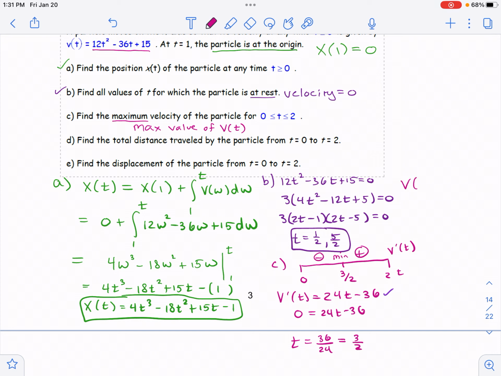So I evaluate v of 0. That's easy: 12 times 0 squared minus 36 times 0 plus 15. And then I do v of 2. V of 2, I believe, is negative 9. You can double check that arithmetic, but I'm pretty sure it's negative 9. Okay, so our max velocity therefore must be 15.